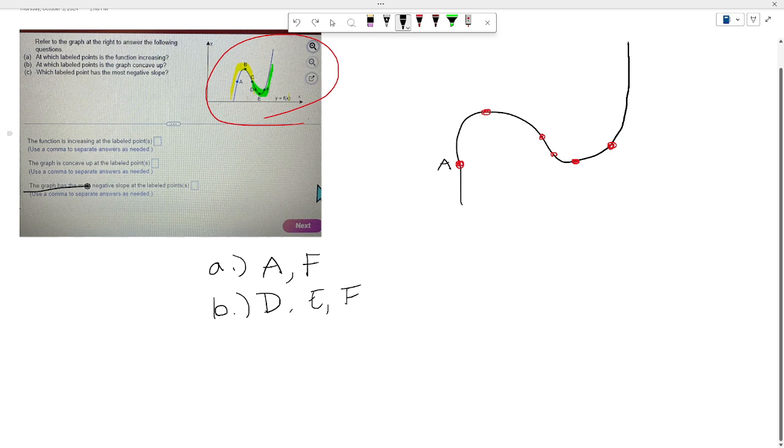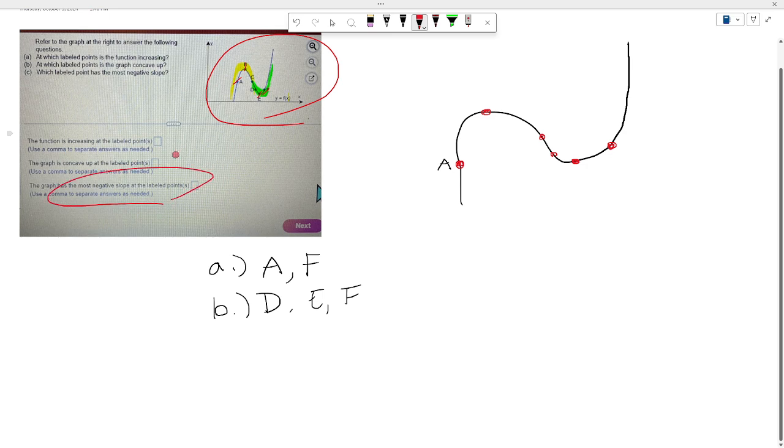And then lastly, which point on the graph has the most negative slope at the labeled points. Analyzing this right here, we can see that A is positive, F is positive, E is flat, and B is flat. So none of those are good choices. So we can just ignore that these points are options. So our two options are C or D. It says that there's two of them.